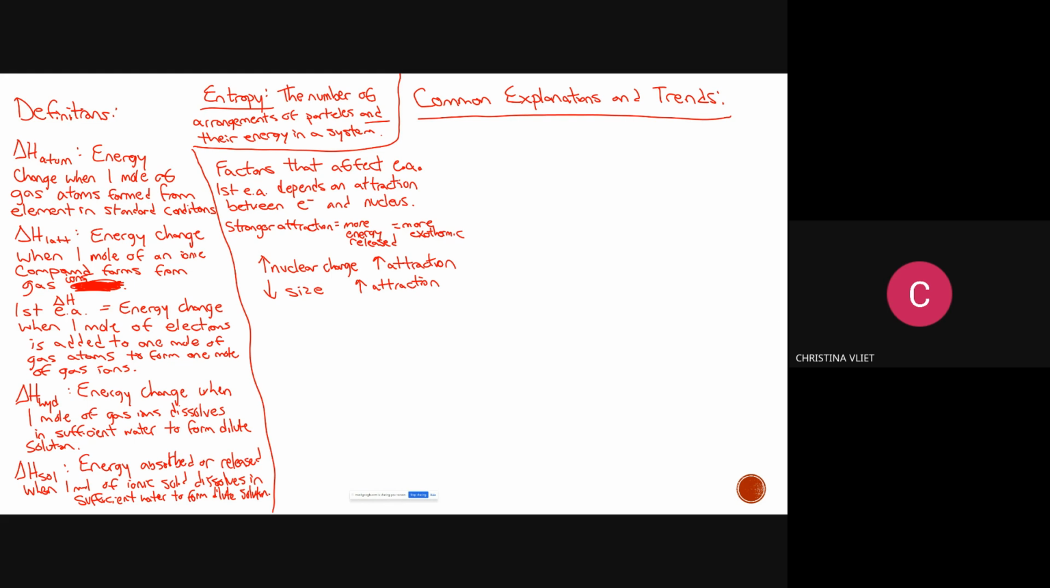But this is definitely what you want to discuss. All right, so then that is for first electron affinity. What about second electron affinity? What was the explanation of why it's positive? Second EA, always positive. Why?